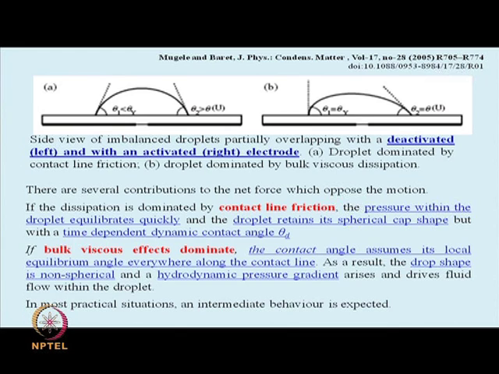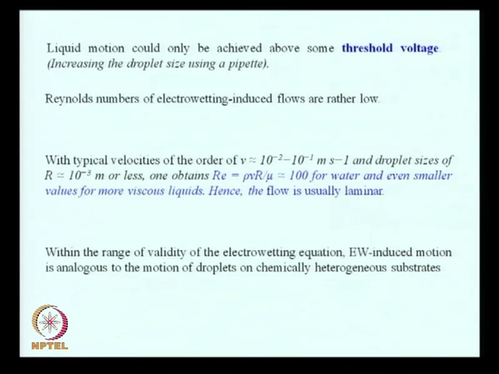Now, liquid motion can be achieved only if you cross a certain threshold voltage. So, there would be some inherent inertia in the droplet which has to be overcome in order for the droplet to move. This threshold voltage would depend on the nature of the surface, the thickness of the dielectric, the combination of the liquid and solid, and so on. But in many cases, you will probably have to go up to, let us say, 50 volts before you can see an appreciable change in contact angle, and thereafter you would probably see the movement.